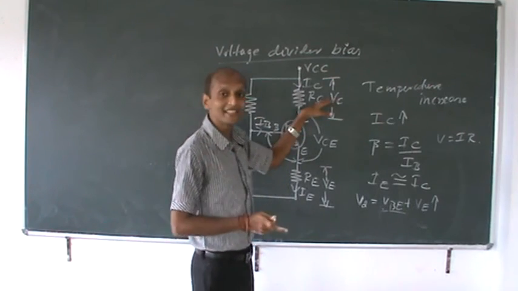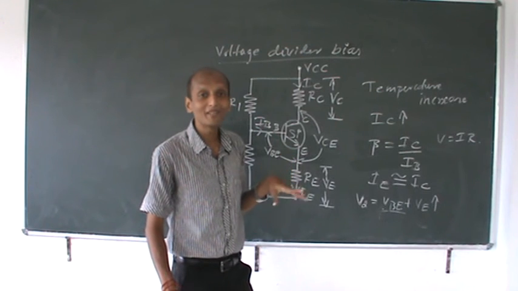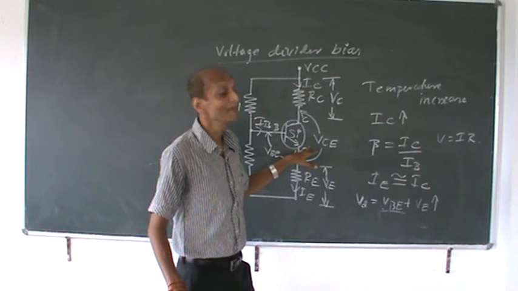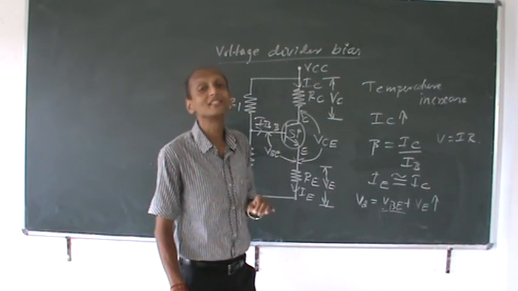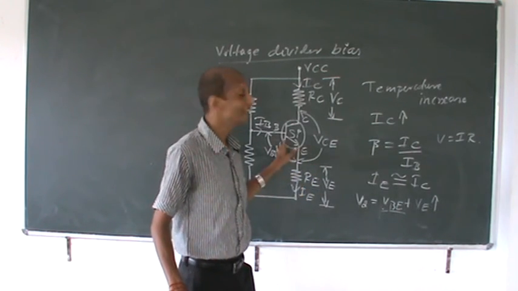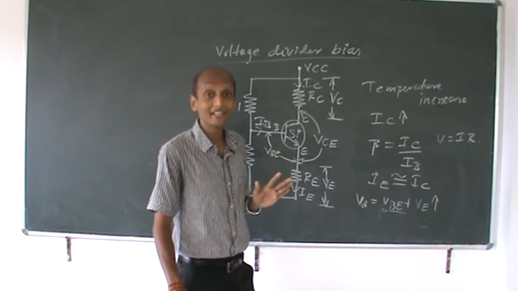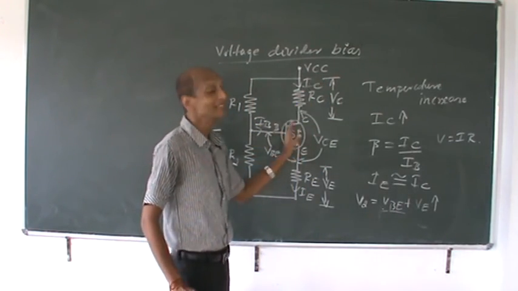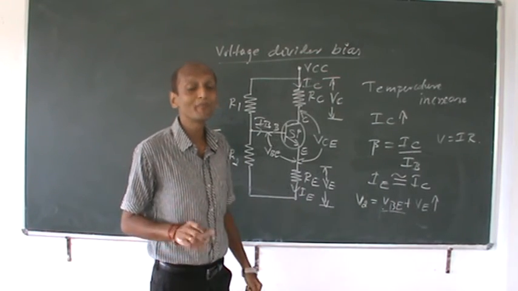So IC again has decreased. This is how it brings stability in your output current. This is very important. A stable output current is required. Temperature variation shouldn't cause any variation in the current. That is very important for any device and any circuit. When we have a stable output current, your device is performing at its best.